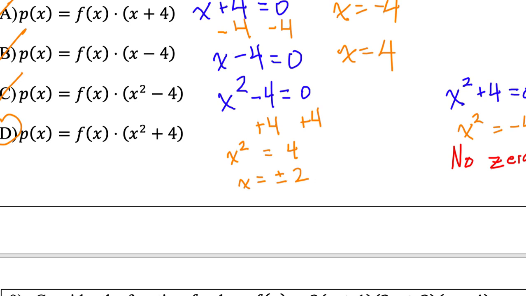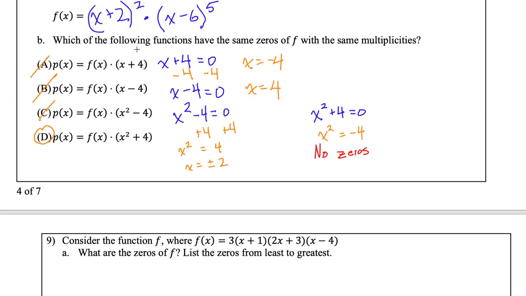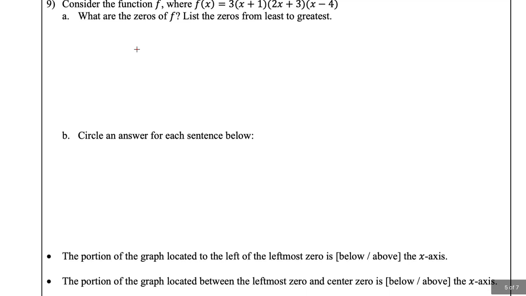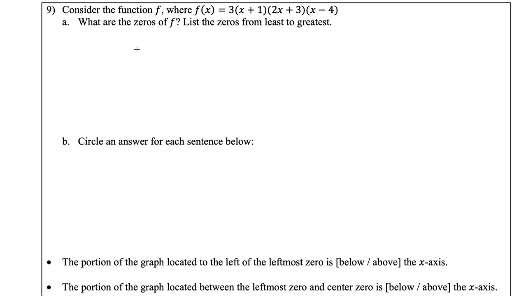All right, we're moving on to the next question. Bless you. All right, number 9 is asking for the zeros on this list. Again, the zeros mean I set all of this to 0. So mark it with me. Set this problem to 0.